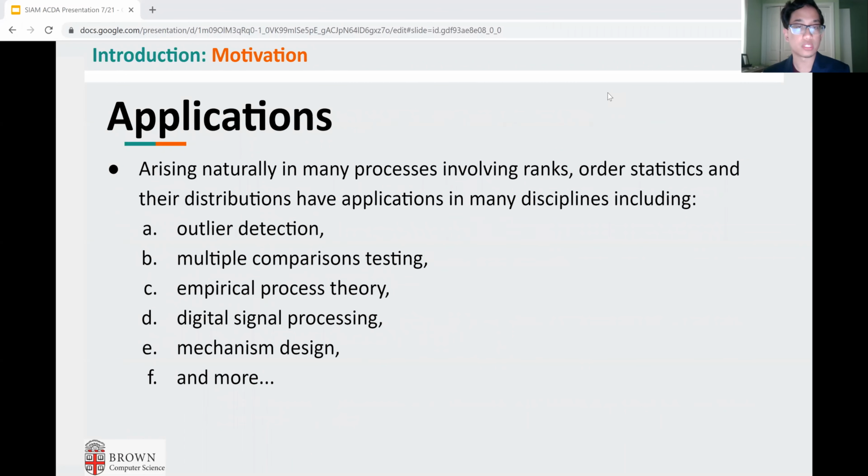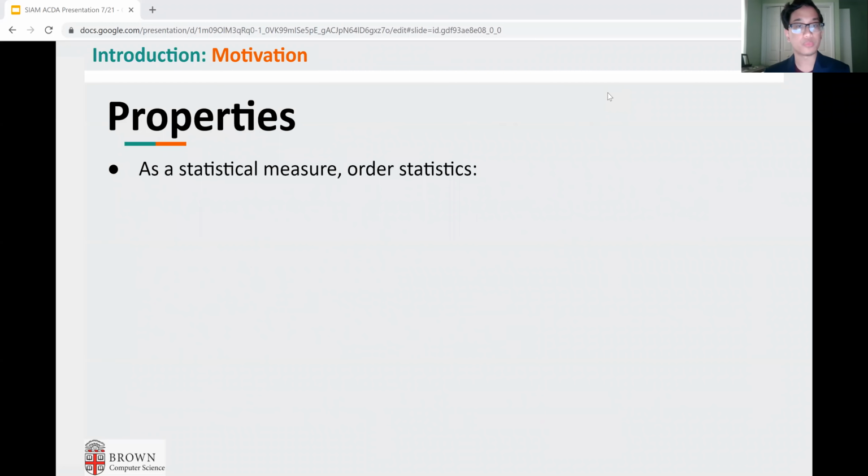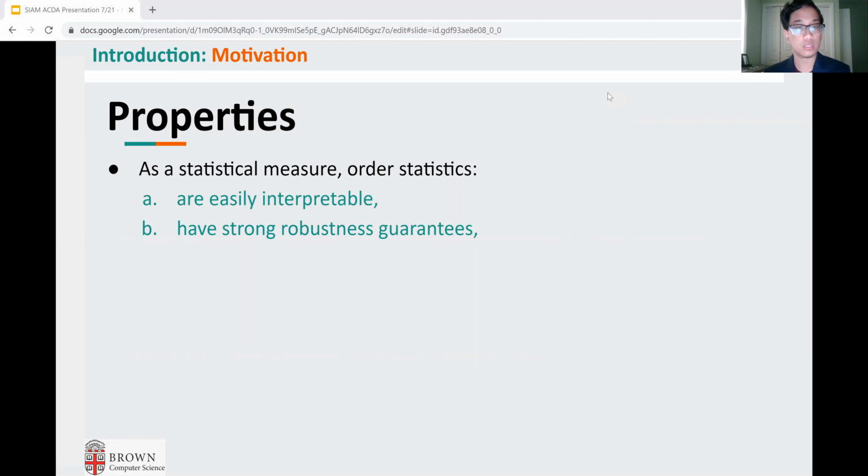In addition to their use in exploratory data analysis, order statistics naturally appear in various disciplines, including outlier detection, multiple testing, empirical process theory, signal processing, mechanism design, among others. In practice, order statistics are often used as a statistical measure. In many instances, the median is preferred over the mean as a descriptive statistic as 1, it is fairly interpretable, 2, it is robust to outliers, and 3, its behavior is well studied, at least under ideal contexts.